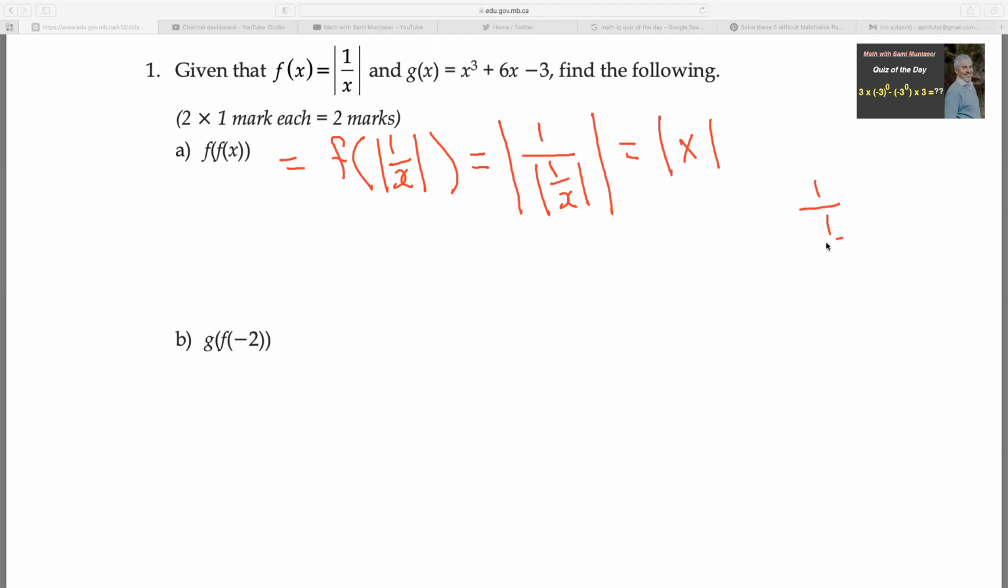1 divided by 1 over x, just in case you didn't follow what I said. So this is your division sign here. So this means 1 times x over 1, which gives you just x. And that's where I get that from.